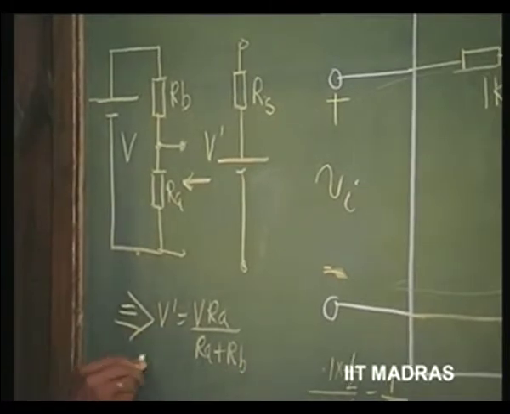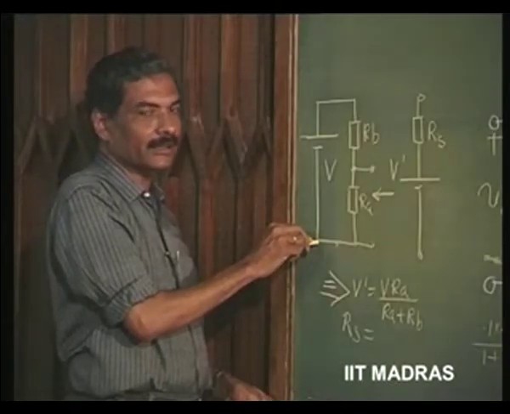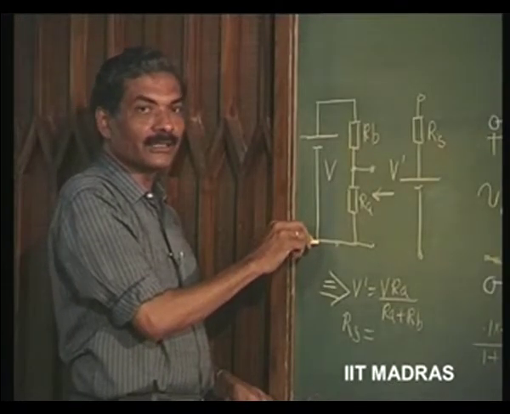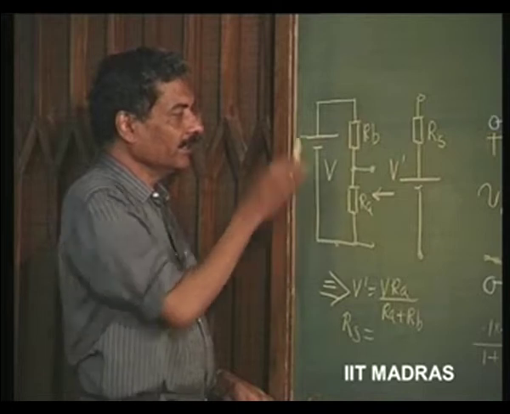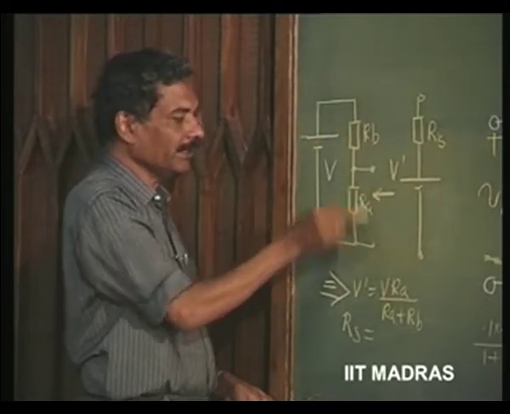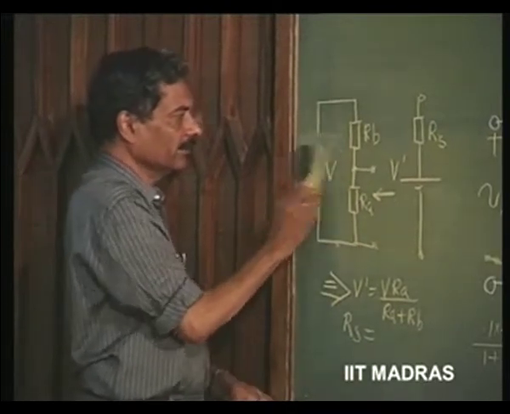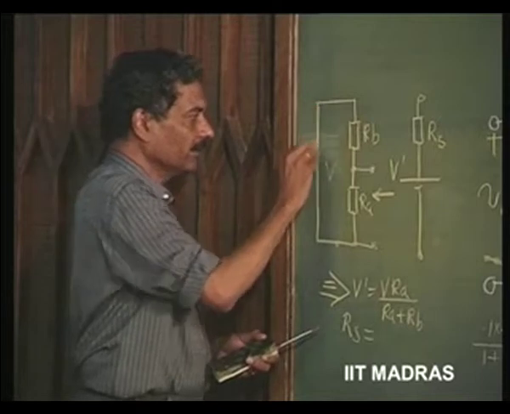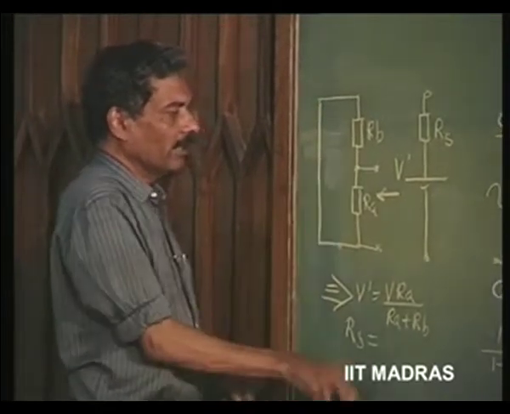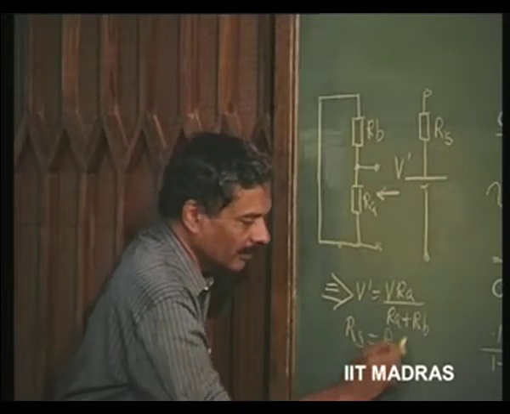and Thevenin's resistance RS is found by short circuiting all the voltage sources, and open circuiting all the current sources if they are there. In this case only a voltage source is there, so short circuit the voltage source and find out the impedance seen from here. So, the impedance seen from here, if I short circuit this, is nothing but RA parallel RB.